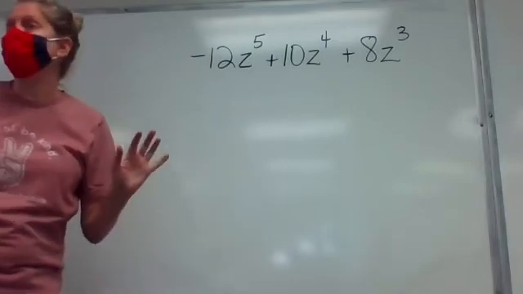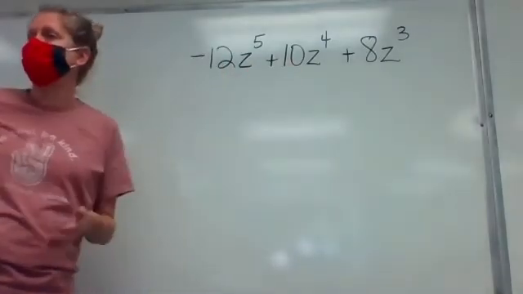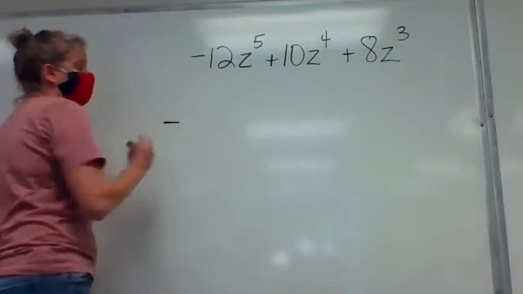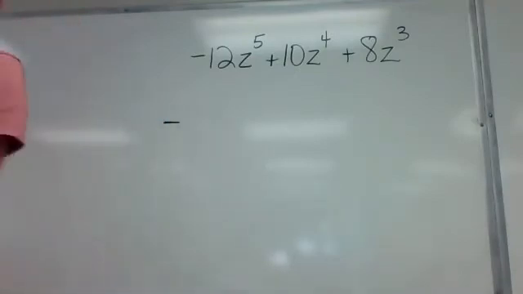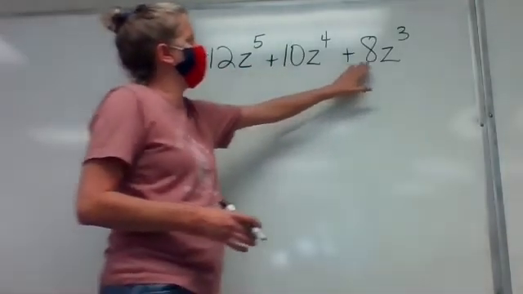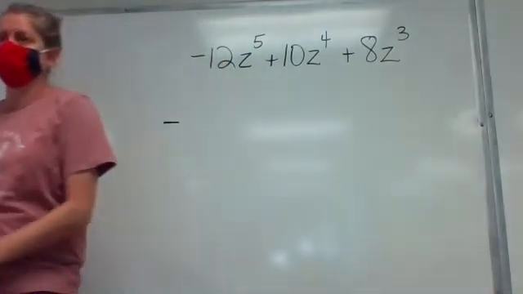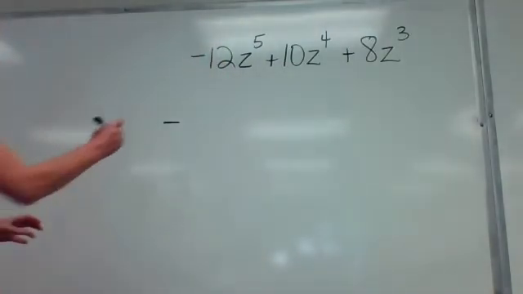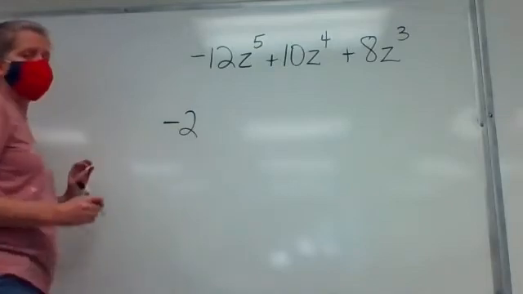You don't want to start off with the negative when you're trying to factor, which means you're going to pull that negative out along with whatever else is in common. So we'll do our z's in a minute. Let's look at our numbers: 12, 10, and 8. What number goes into those? 2 does. So I'll pull out a negative 2.